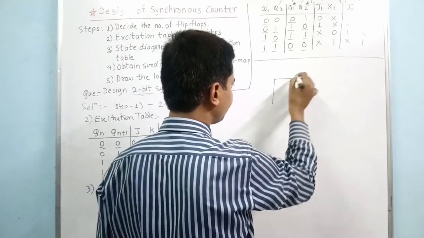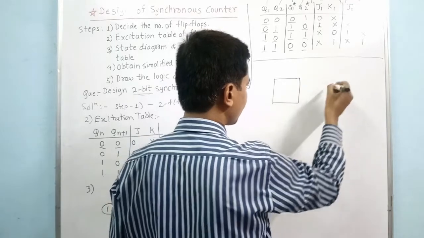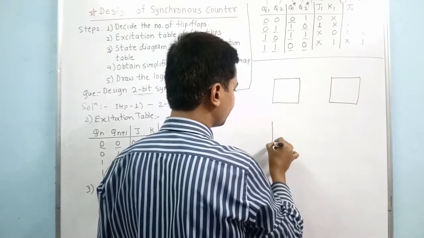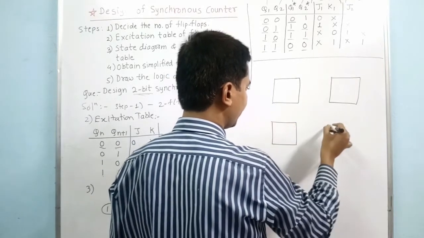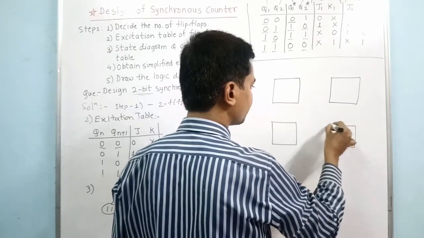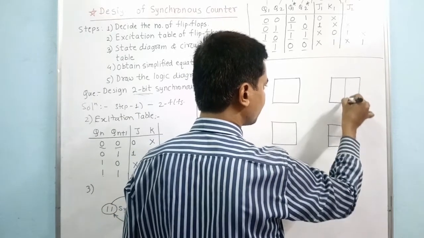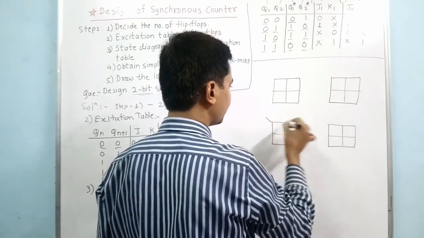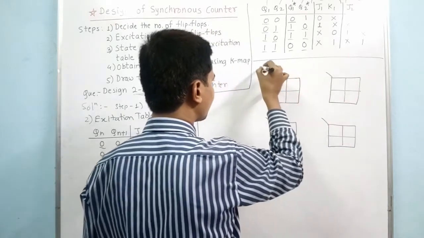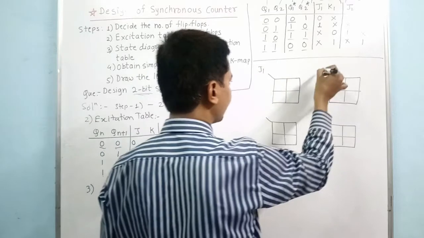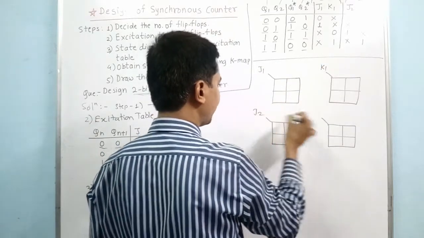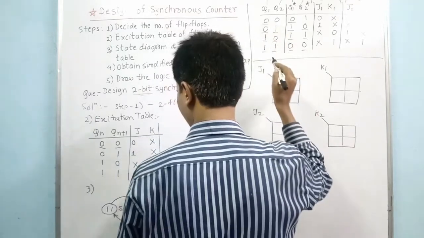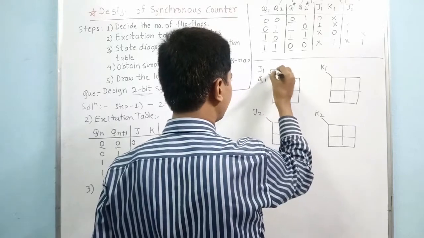So first K map, second K map, third K map and fourth K map. Okay, so here the first K map is for J1, second is for K1, third is for J2 and fourth is for K2. Okay, and the inputs are Q1 Q2.